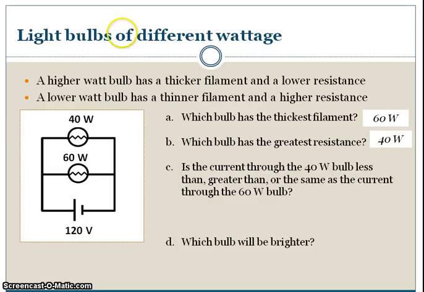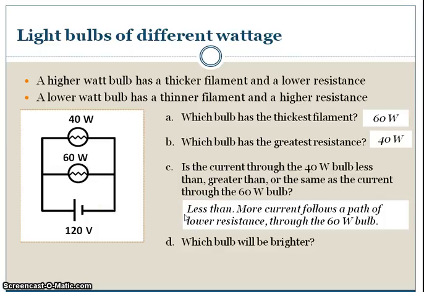So then we can think about, is more current following this pathway, or is more going this pathway? Remember that more current follows a path of lower resistance, and in this case that's the higher watt bulb because it has a thicker filament and a lower resistance. So in parallel, the brighter one is going to be the 60 watt bulb, and that's what we're used to seeing in our everyday experiences in our homes. Things are wired in parallel, and so a higher watt bulb in parallel is going to be brighter, and it's got more current following that path of lower resistance.